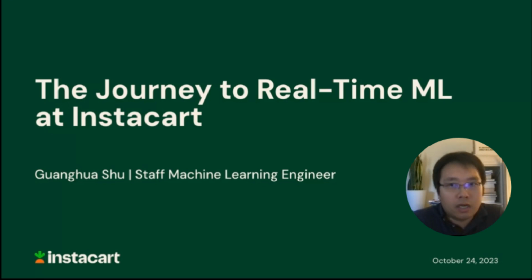I'm Guanghua Shu, and I build end-to-end machine learning solutions with algorithms and systems code optimization. My current focus is on the e-commerce applications at Instacart.